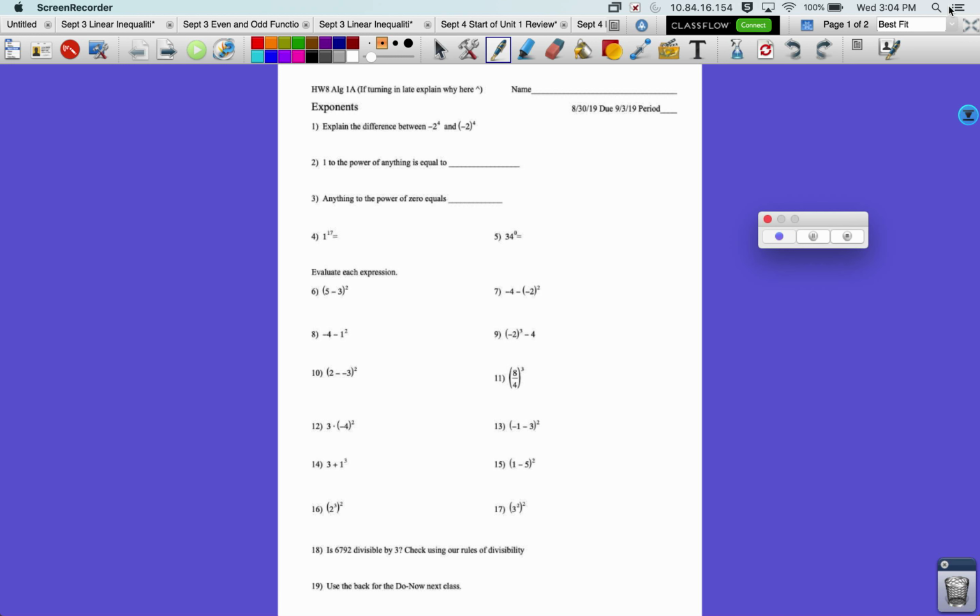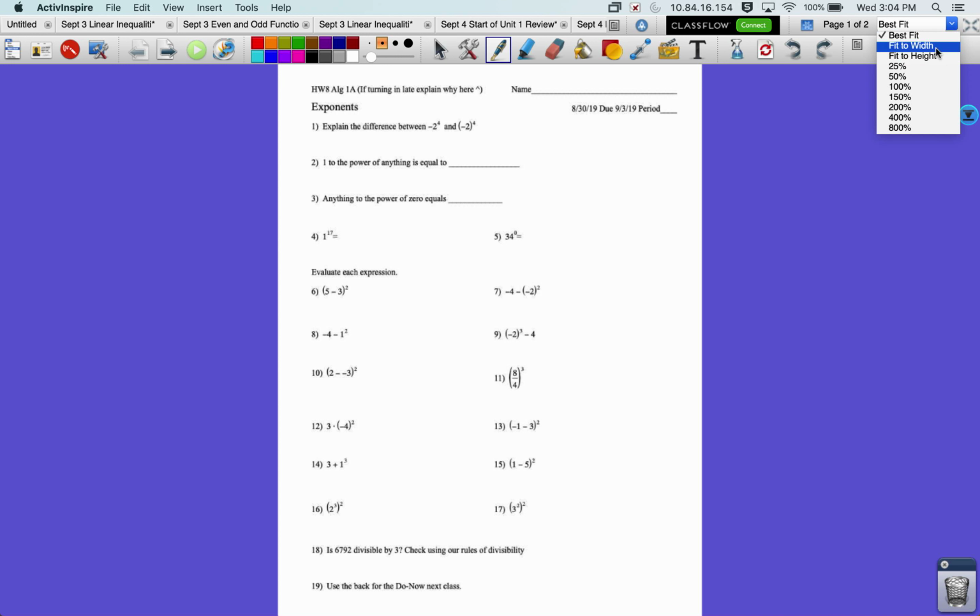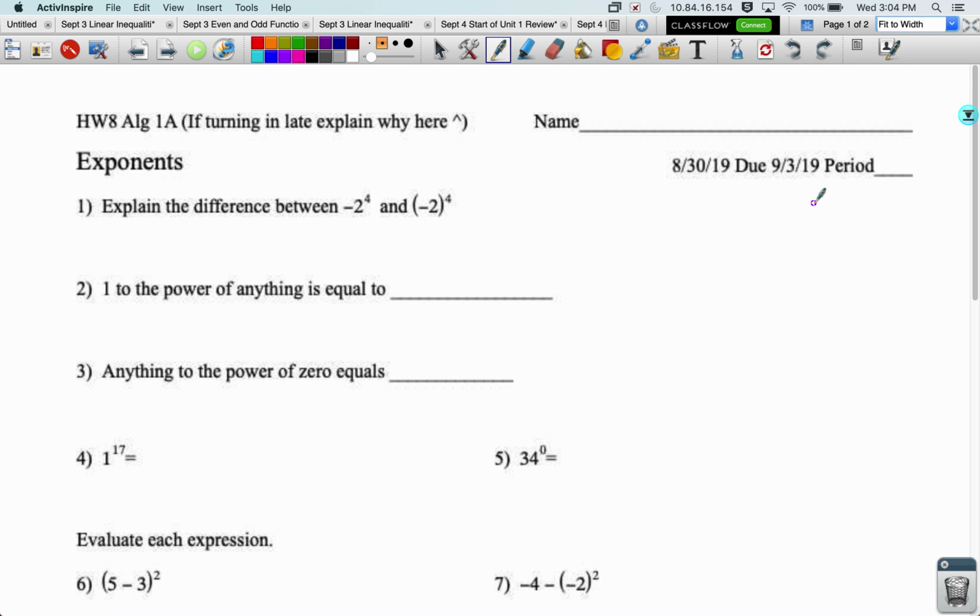Video for the homework titled Exponents. Let's take a look at this one. Explain the difference between negative 2 to the fourth and, in parentheses, negative 2 to the fourth.